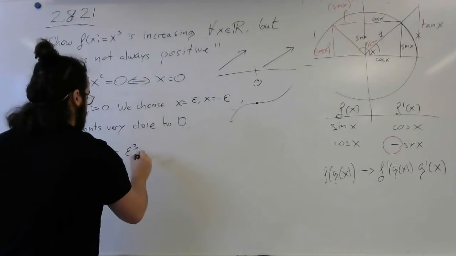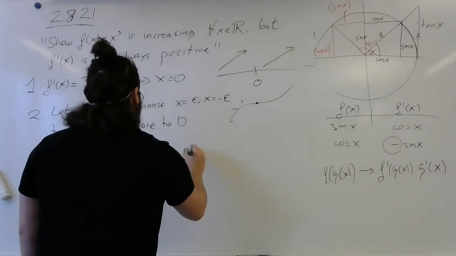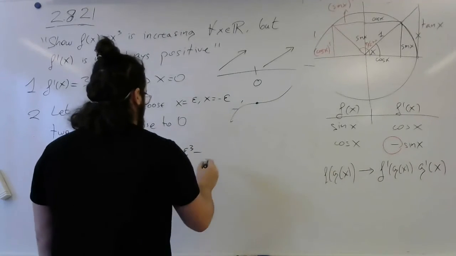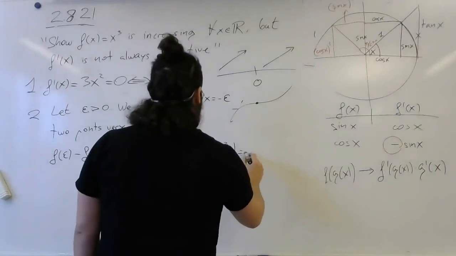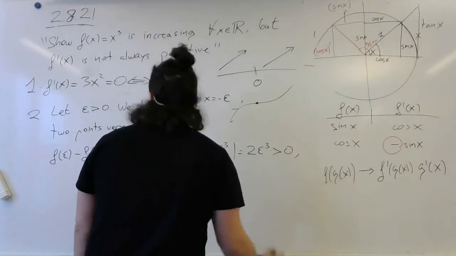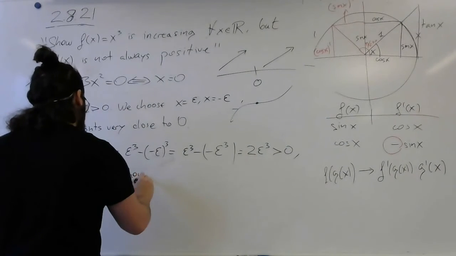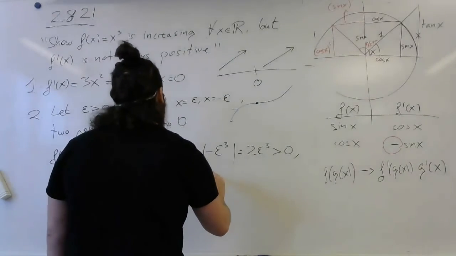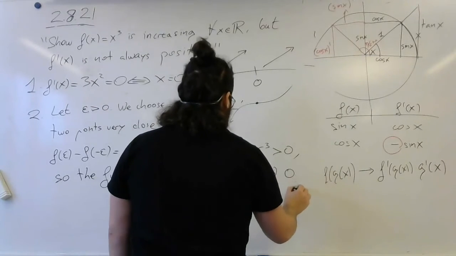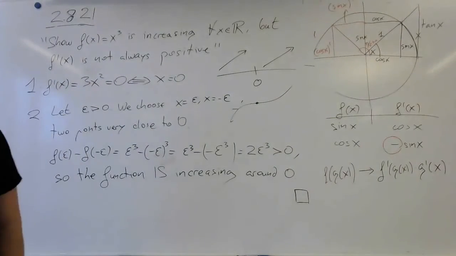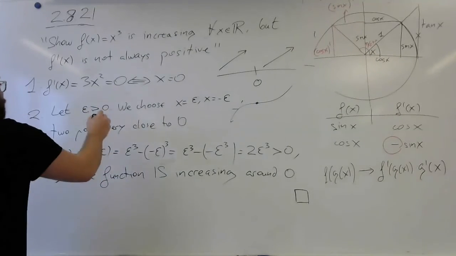This is epsilon cube minus epsilon cube, right? This is epsilon cube minus epsilon cube. And this is 2 epsilon cube greater than 0. So the function is increasing. This is it, ladies and gentlemen.